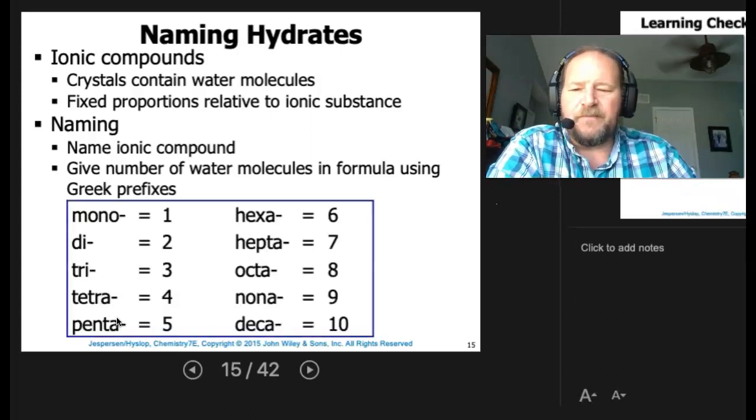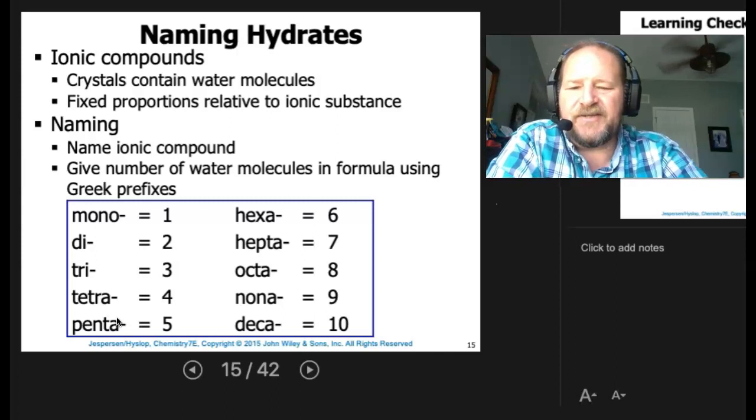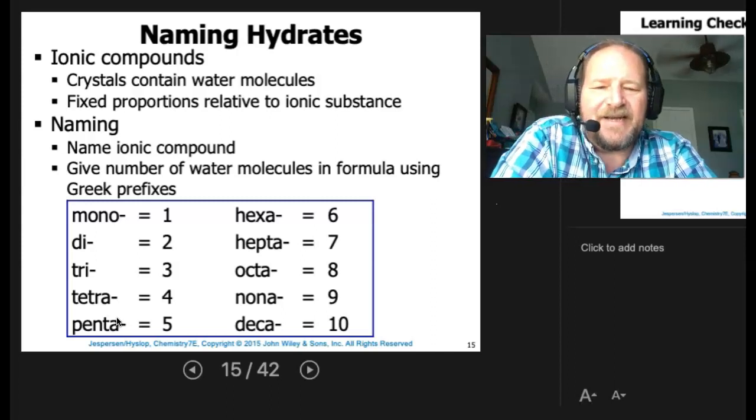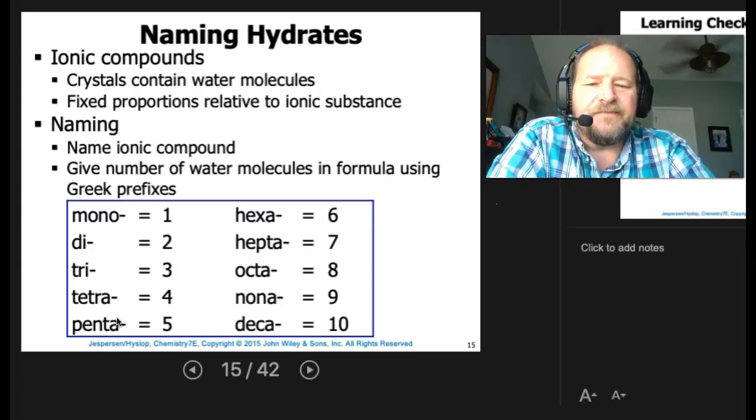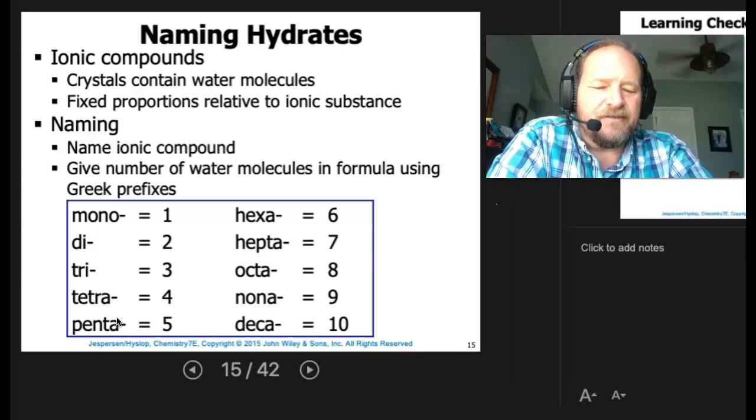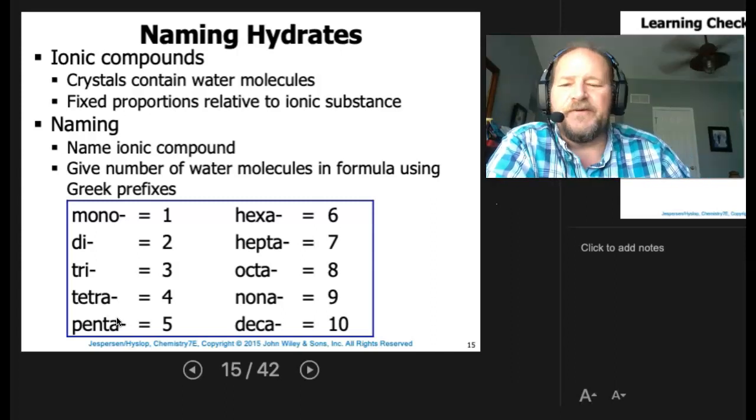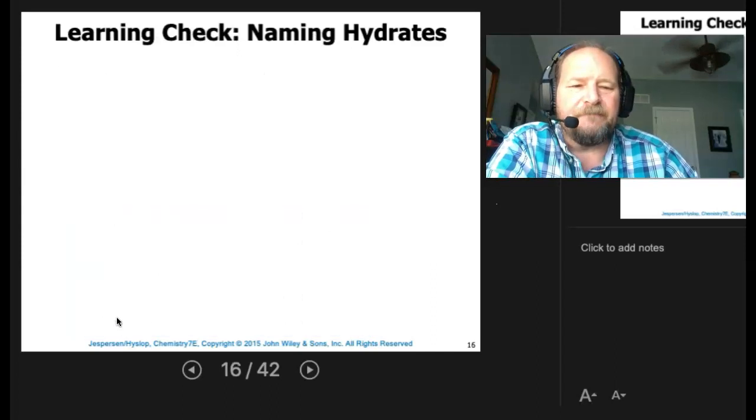So if you remember your Greek prefixes, you have mono, di, tri, tetra, penta, hexa, hepta, octa, nona, deca. And you'll need those for a couple other situations in chemistry as well. So if you don't know those first 10, you probably want to get those down.